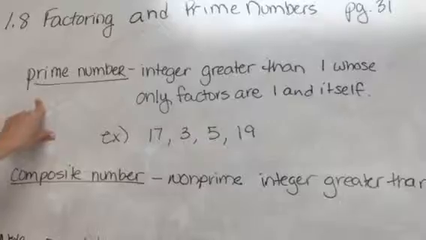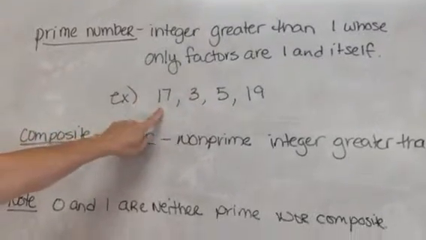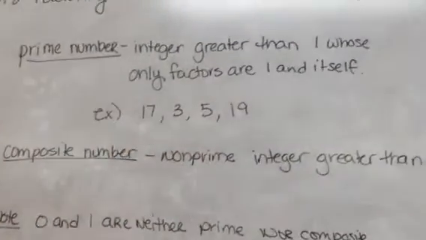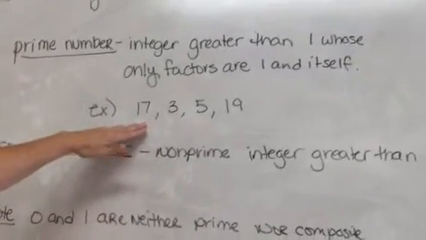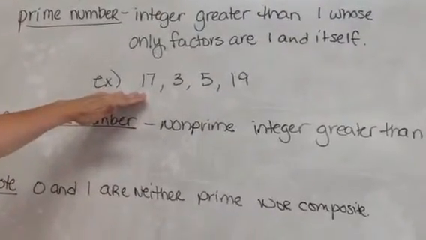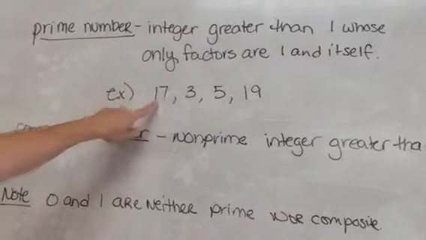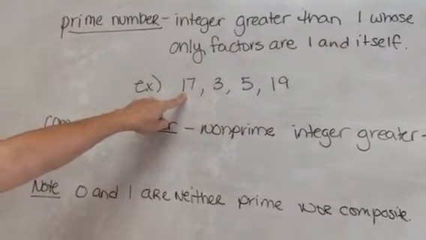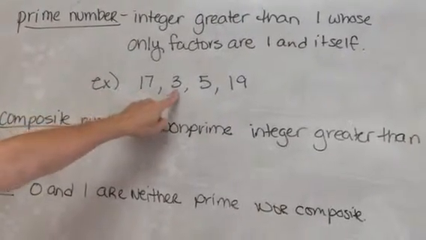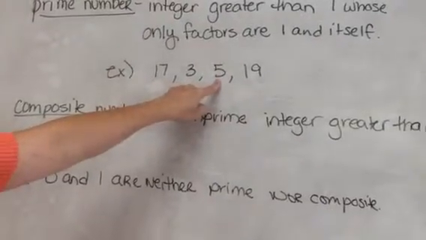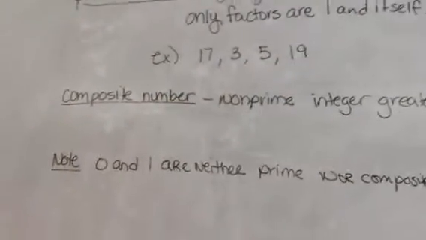You guys are pretty familiar with prime numbers. I gave you some examples of 17, 3, 5, and 19. The reason I picked those numbers is because they only have factors of 1 and itself. 17, the only factors that it has are 1 and 17. 3, 1 and 3. 5, 1 and 5. And 19, 1 and 19.